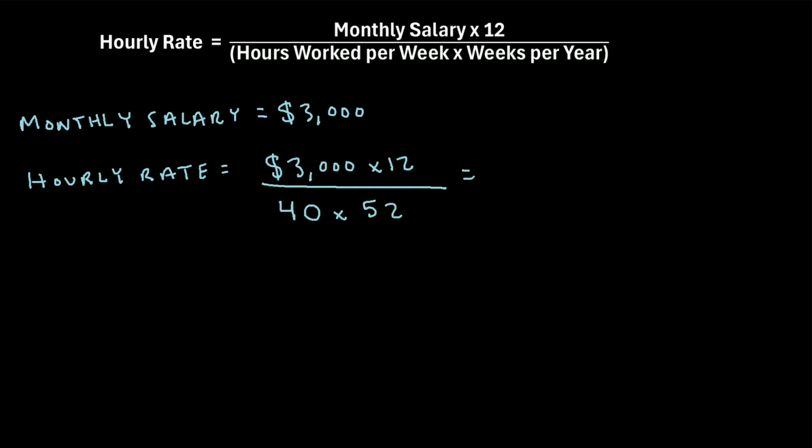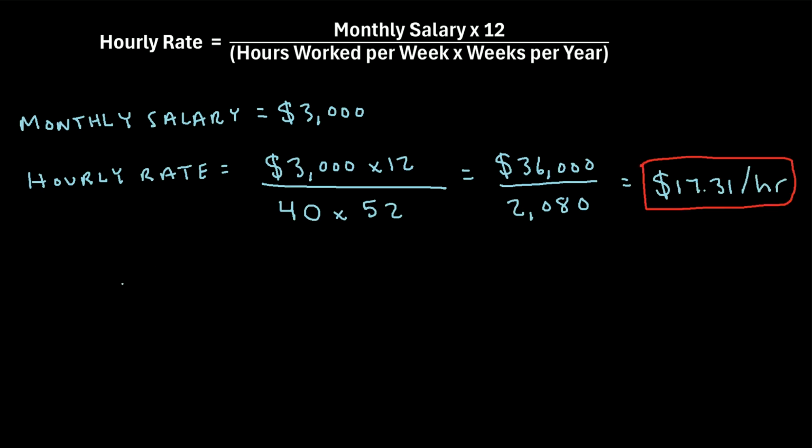So if we simplify a little bit, 3,000 times 12 comes out to $36,000. And in the denominator, 40 times 52 comes out to 2,080. And lastly, 36,000 divided by 2,080 comes out to $17.31 per hour. So this is your hourly rate.